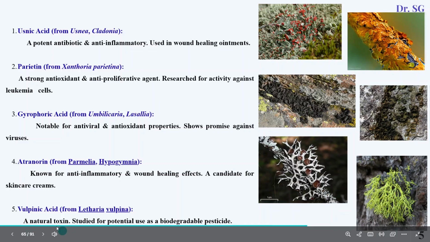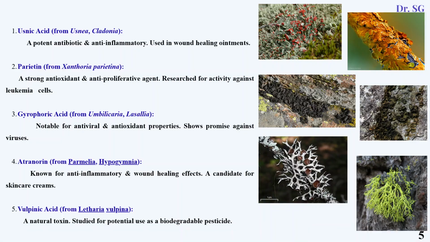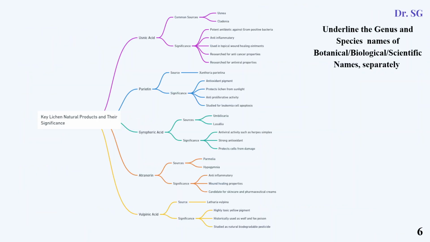And vulpinic acid is also produced from Letharia vulpina. So all these are natural toxins. Sometimes they have anti-inflammatory and wound healing properties in some species, like Parmelia, which is a candidate for skincare creams. So these are some of the lichens which are used in that, in the mind map.